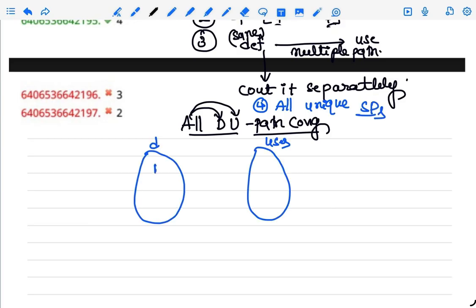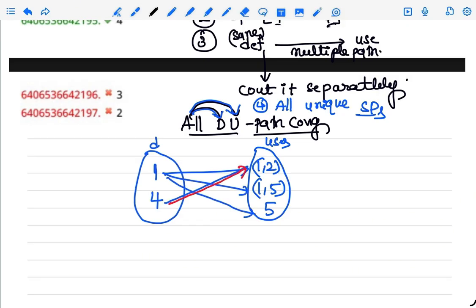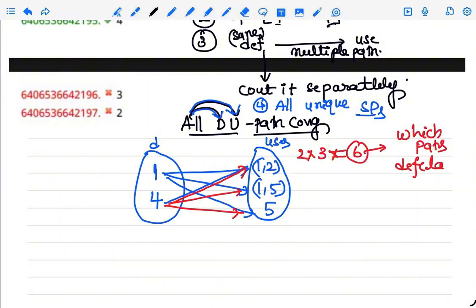There is a definition at node 1 and a definition at node 4, with uses at the 1 comma 2 edge, the 1 comma 5 edge, and node 5. Checking the total, it is 2 definitions times 3 uses, total 6. In these 6, which paths are def clear? These are the all DU paths coverage.